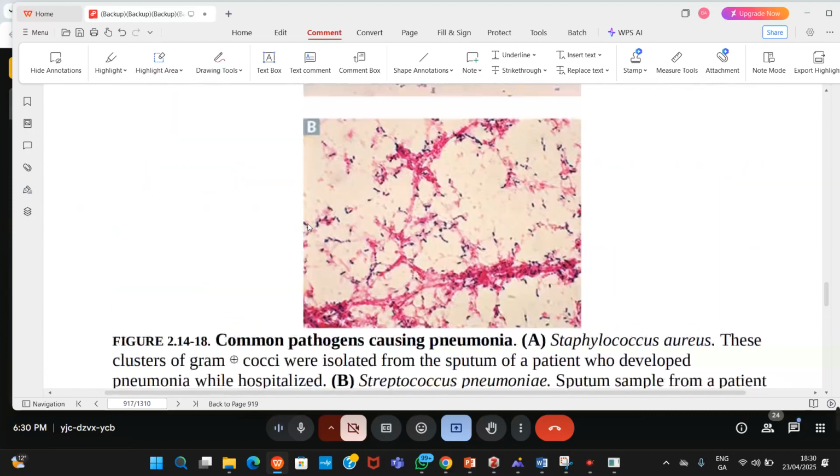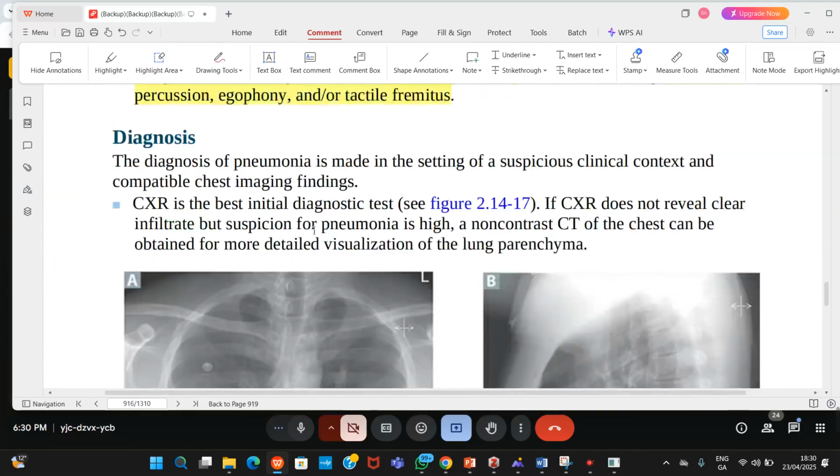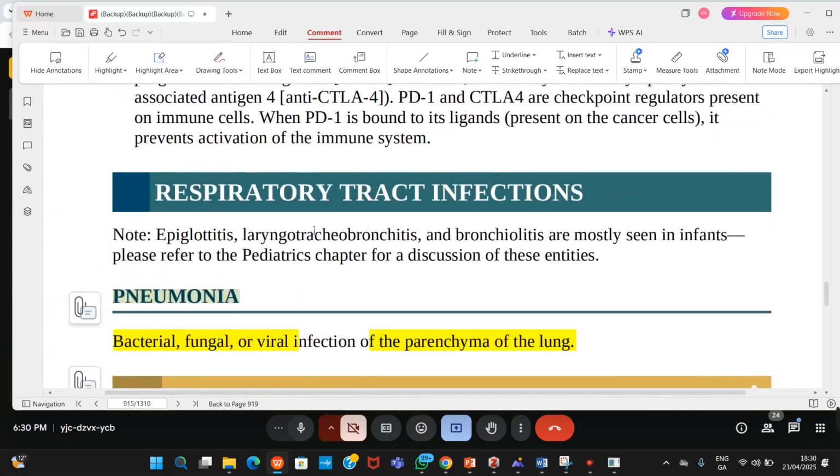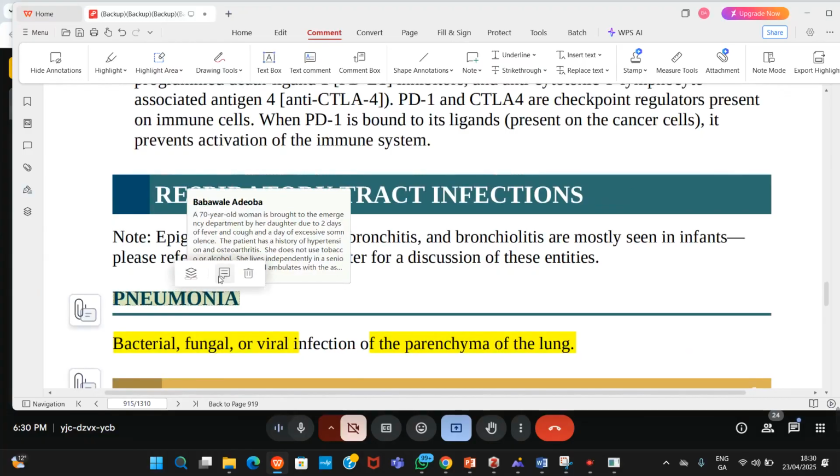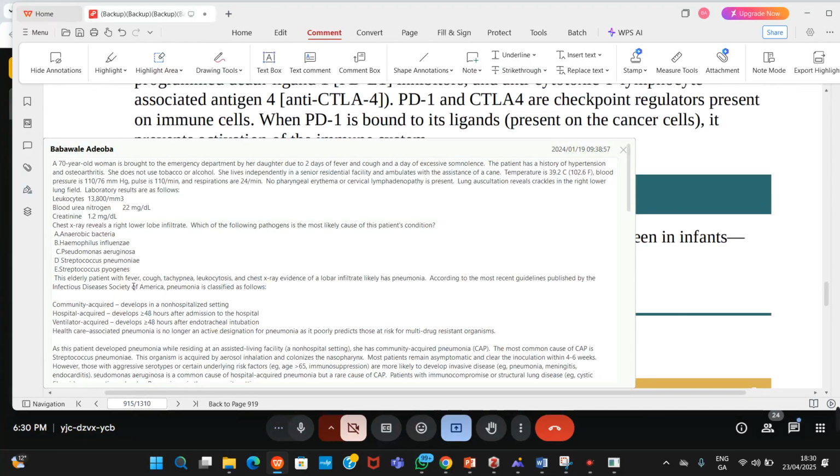So let me see if I have any question here. Why pneumonia? Let's see what we have here.